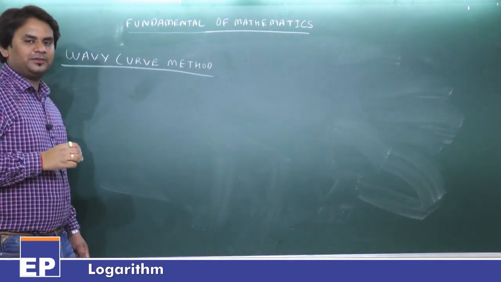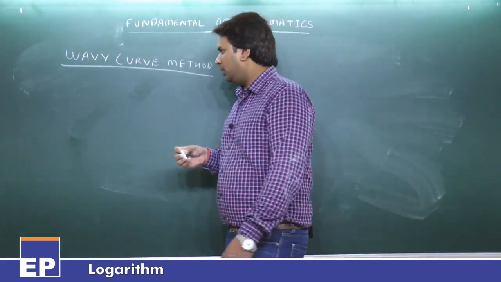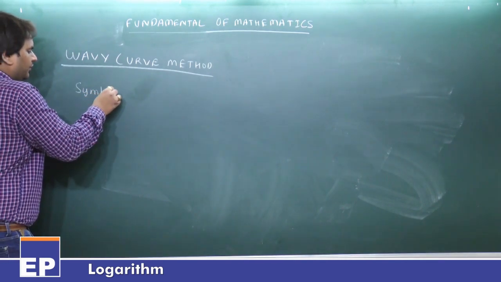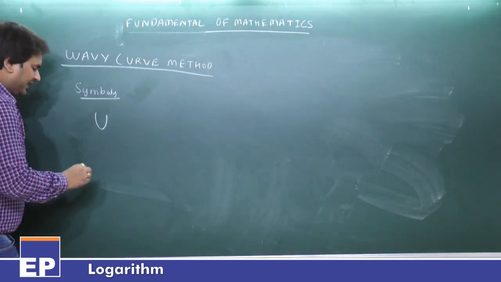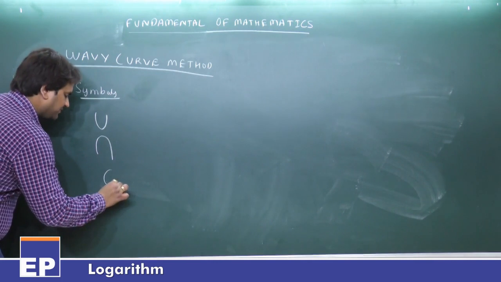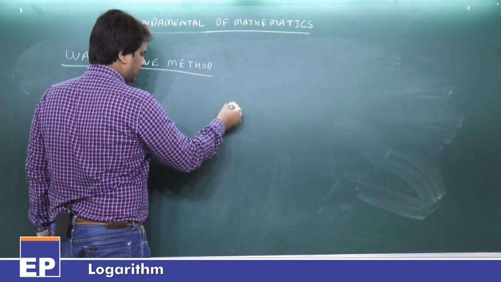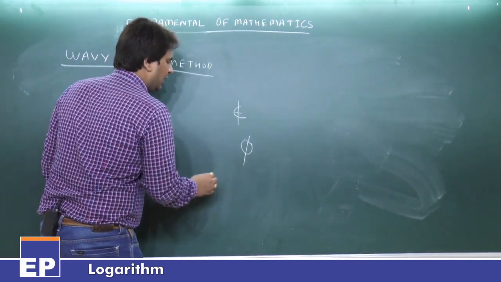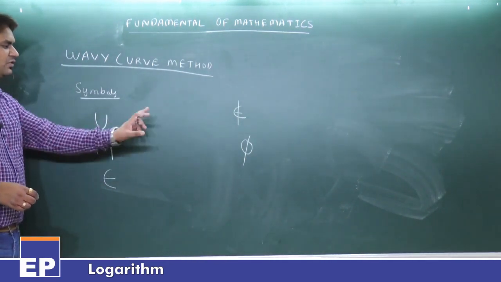To study the wavy curve method, first of all we have to study some symbols. Your first symbol is capital U. The second symbol is the reverse of capital U. The third symbol is epsilon. Your fourth symbol is this, and the fifth symbol is this. You have to learn these five symbols.